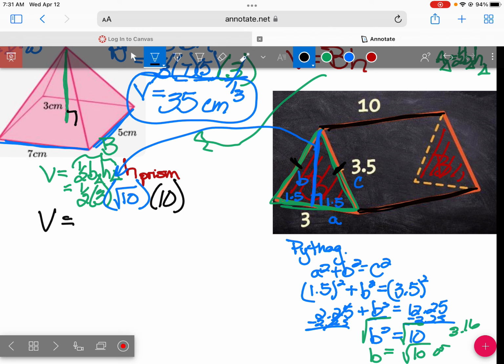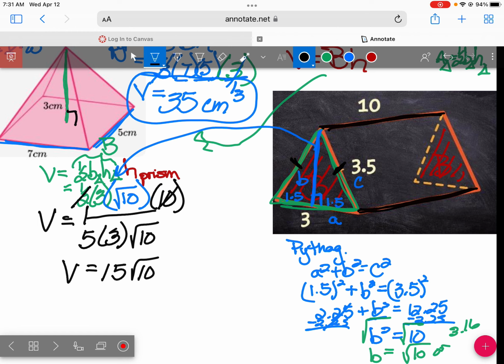I'm going to do a little bit of simplifying. What is half of 10? That's going to be 5. So that takes care of the half of 10. Times 3, which is right there, times the square root of 10. So my final answer is 15 times the square root of 10. And they don't have anything, so I'm going to say units cubed.